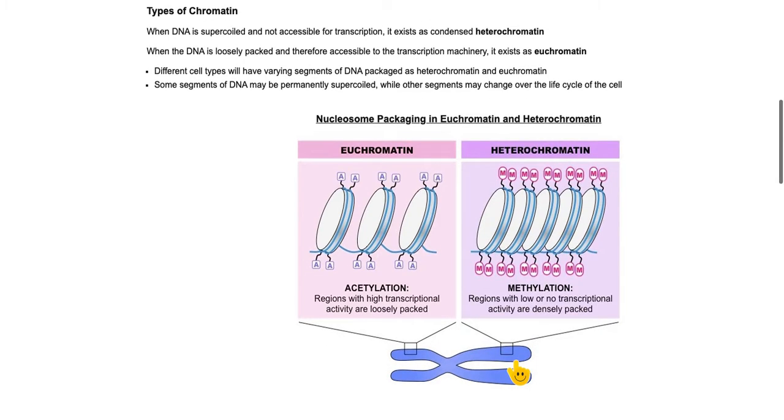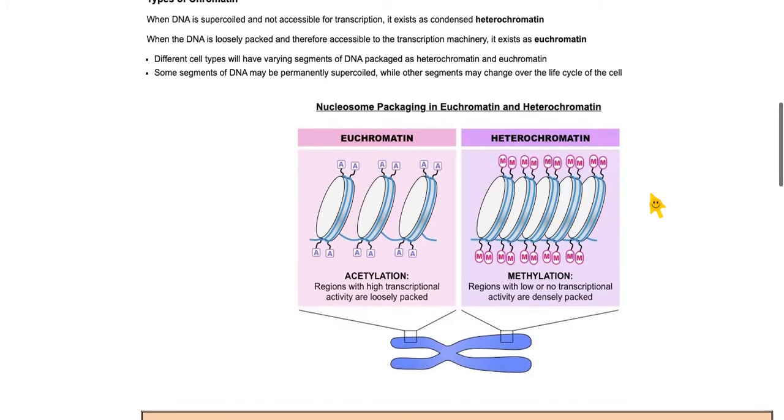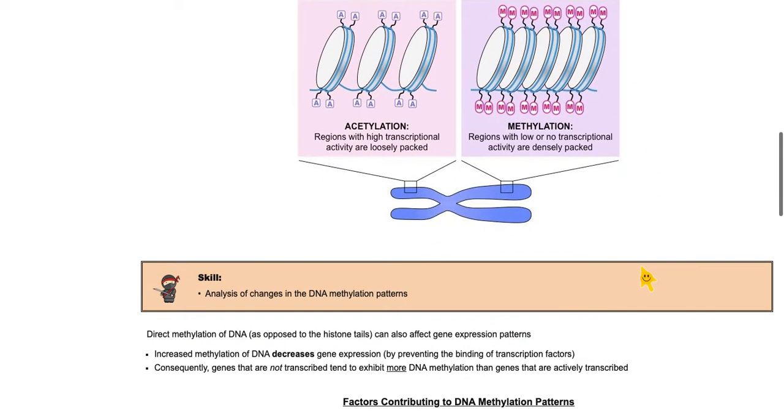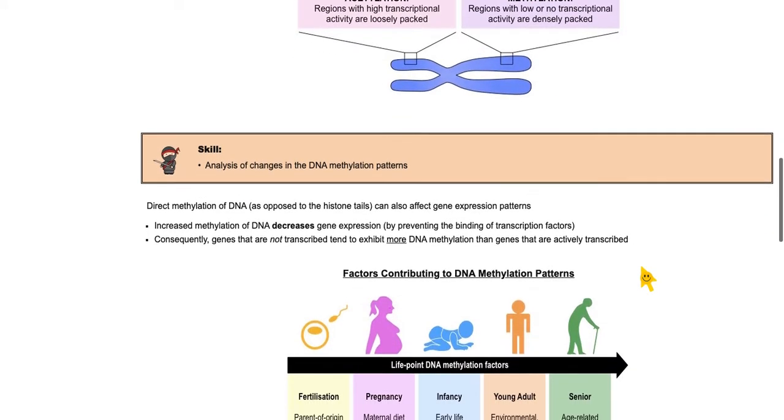Okay. So you can have different regions of DNA within a chromosome, and this is going to determine which regions of the chromosome can actually get transcribed, or where there's more transcriptional activity. Okay, so notice here that the tails are methylated, right? But you can also methylate the DNA itself.